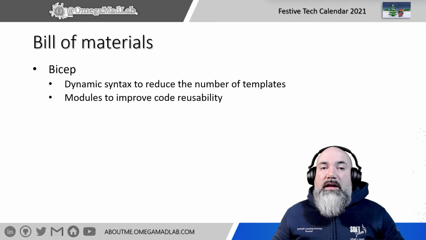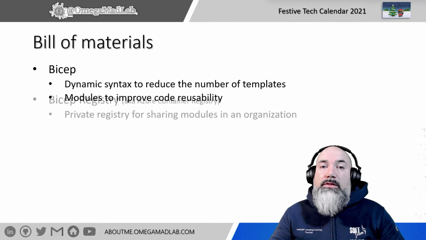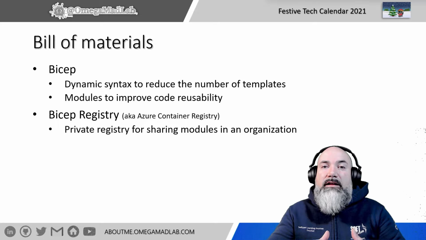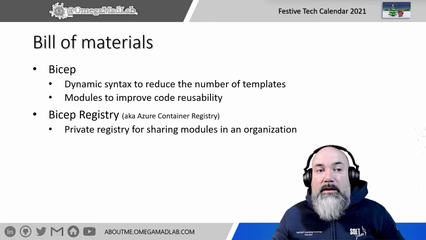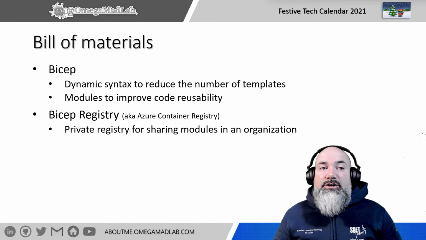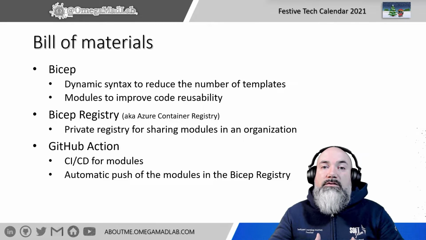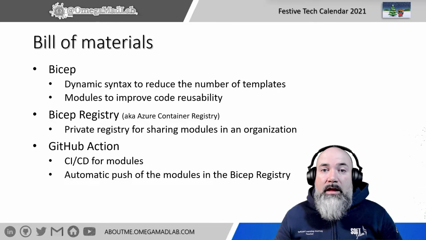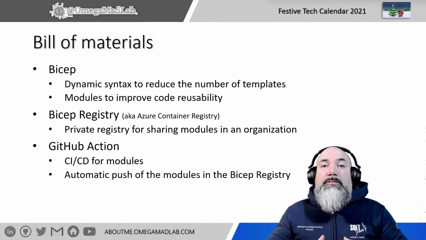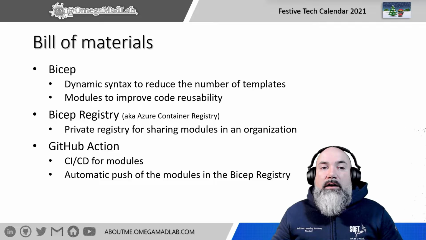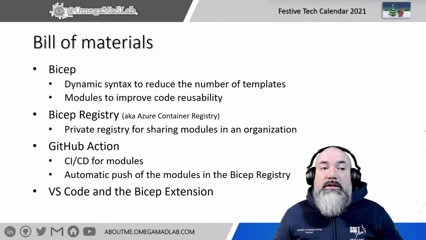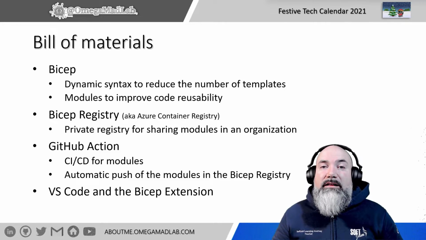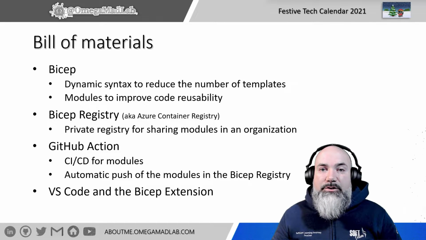We'll use a Bicep registry to share these modules between the elves' teams, and GitHub Actions to create automation workflows that govern the code's validation, testing, and deployment phases. And finally, to simplify our life while authoring these Bicep files, we'll extensively use Visual Studio Code and its excellent Bicep extension.